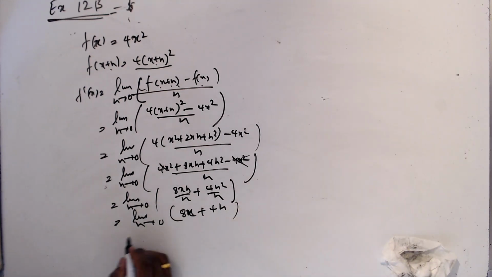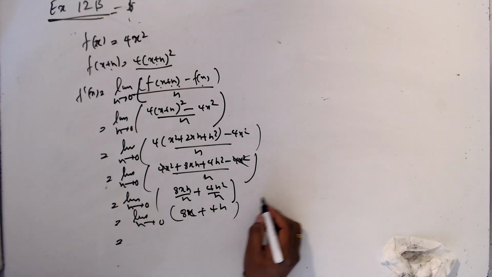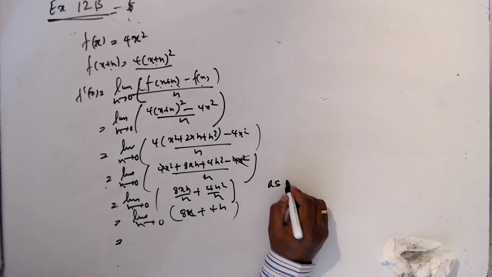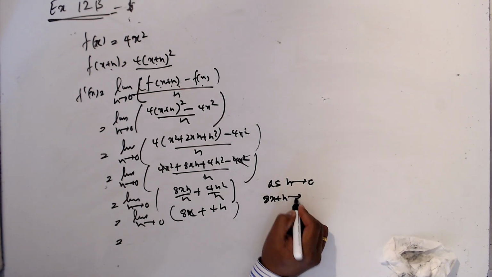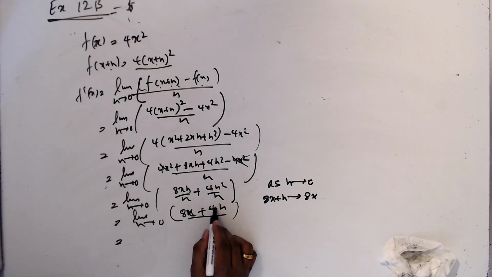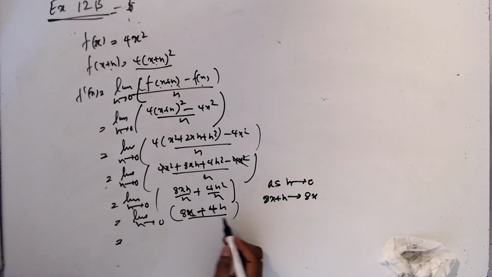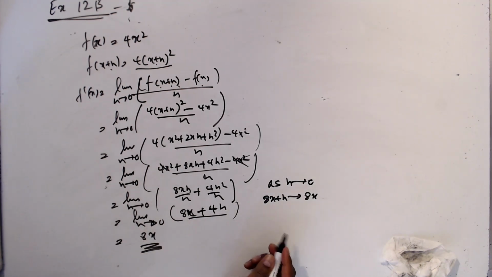Now we need an explanation. As h goes to 0, 8x plus 4h goes to 8x, because this expression is bound by 4h, with h influencing it. So the final answer is 8x.